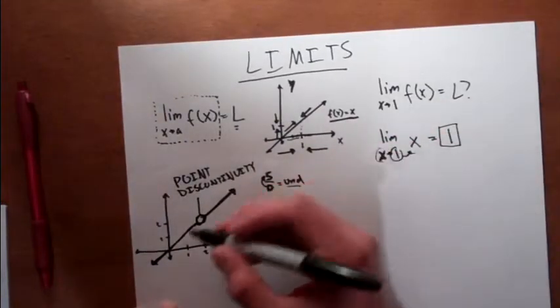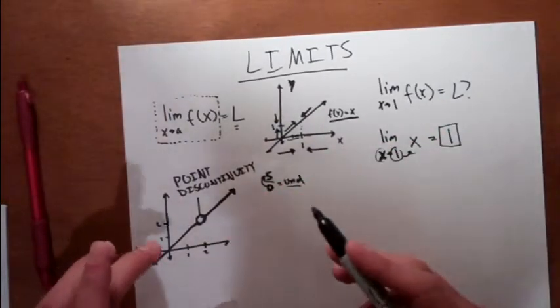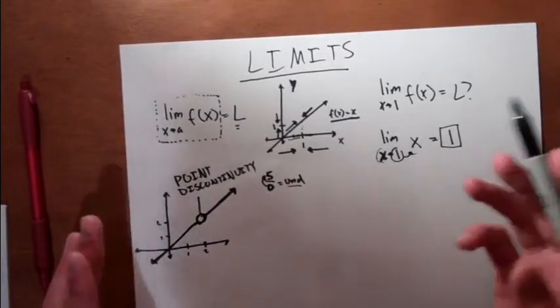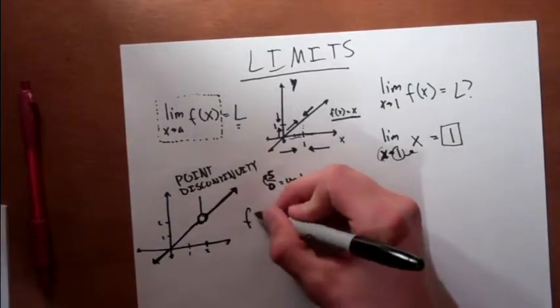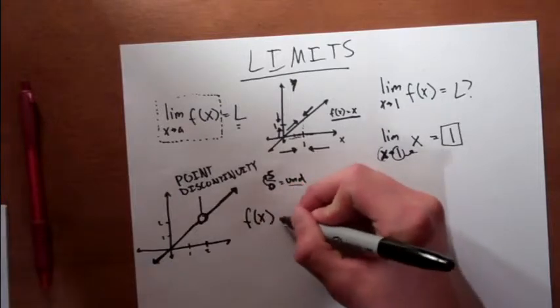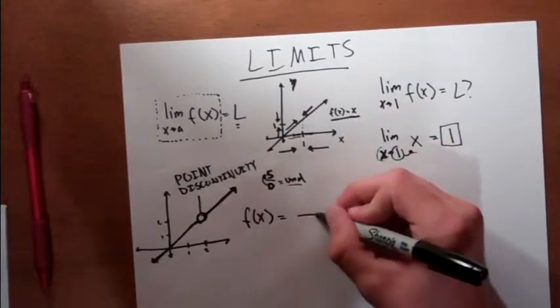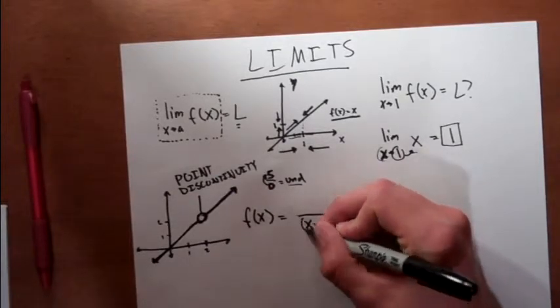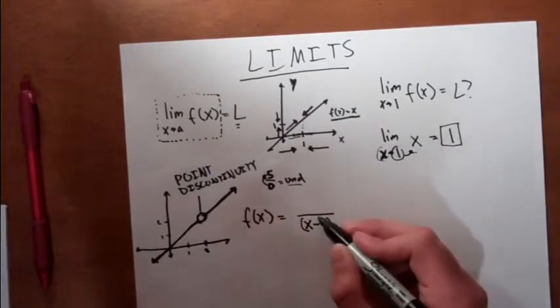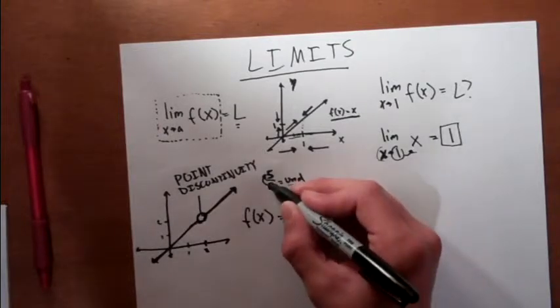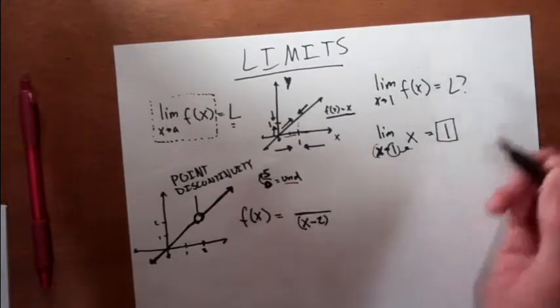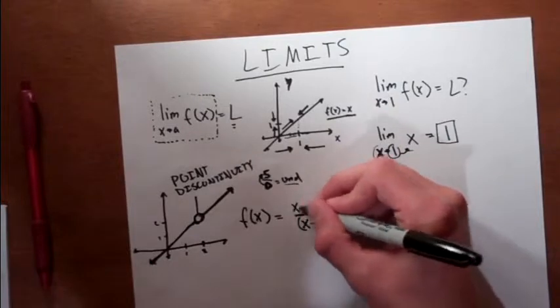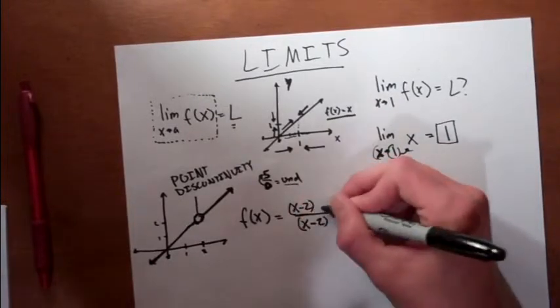So I'm going to give you the equation of this graph, and then I'll explain why that equation equals this graph, and then we'll work the limit. The equation is f of x equals, I'm going to start with x minus 2 in the denominator, because when x equals 2, I want it to be undefined, just like in this problem where I want 0 in the denominator. Then I'm also going to put x minus 2 in the numerator and multiply that by x.